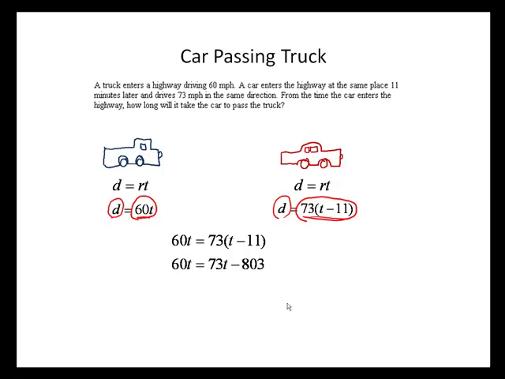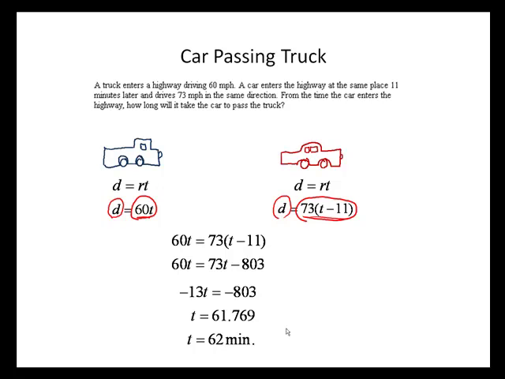We'll distribute on the right, and we'll get 60t is equal to 73t minus 803. Subtract 73t from both sides, and I get negative 13t is equal to negative 803. I need to now divide both sides by negative 13, which gives me t is equal to 61.769. I do want to remind you that when you were doing this problem in my math lab, they ask you to round to the nearest minute. So we'll do that by saying 62 minutes.